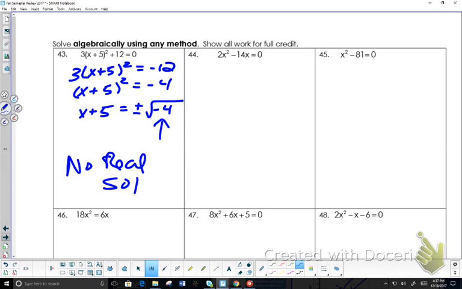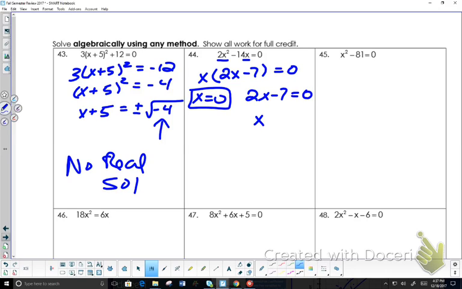Next one. This one we're going to have to factor. Since they both have that x, I want to factor out the x, giving me x times (2x minus 7) equals 0. Take both those, set them equal to 0. There's one of my answers, x equals 0. The other one's 2x minus 7 equals 0. So I'm going to add the 7, divide by 2.